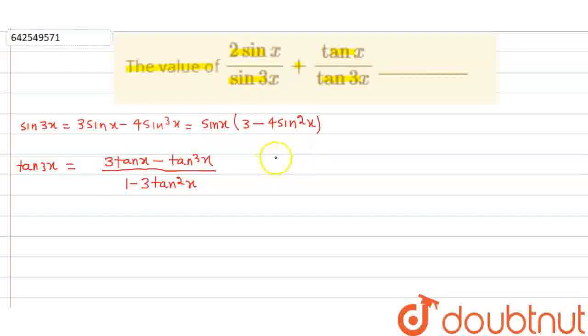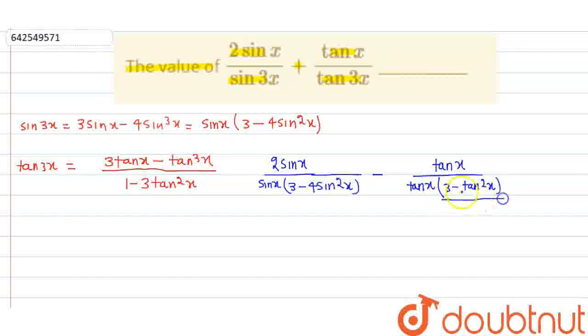This will be 2 sin x upon sin x into 3 minus 4 sin square x, minus tan x. Just take common tan x from here also. So this will be tan x into 3 minus tan square x upon 1 minus 3 tan square x. Okay, so this sin x and sin x will be cancelled out. This tan x and tan x will also be cancelled out.